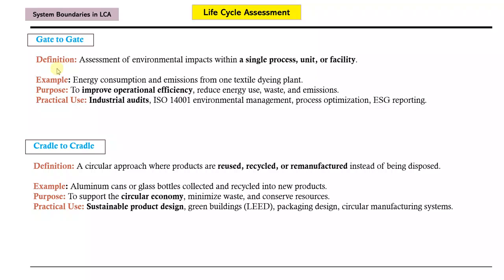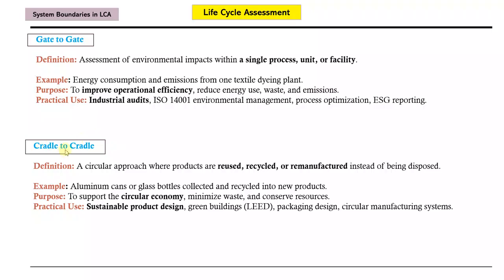Then we have gate to gate. What is that? Gate to gate is assessment of environmental impacts within a single process unit or facility. An example is energy consumption and emission from one textile dyeing plant. The purpose is to improve operational efficiency, reduce energy use, waste, and emissions. Practical uses are industrial audits like ISO 14001, environmental management process, process optimization, and ESG reporting.